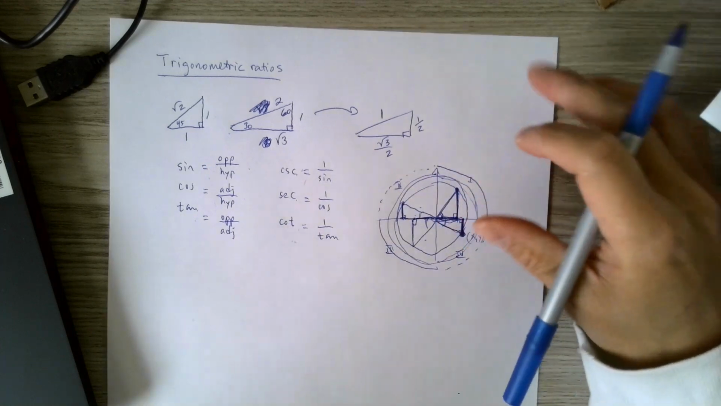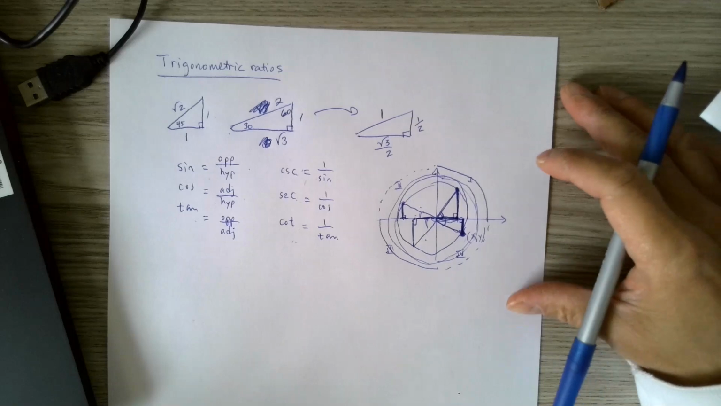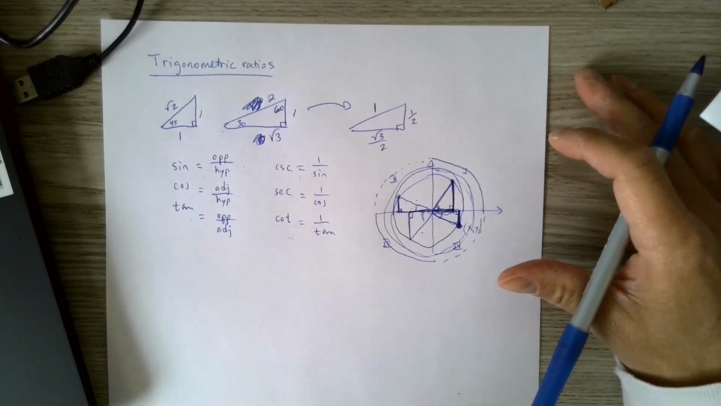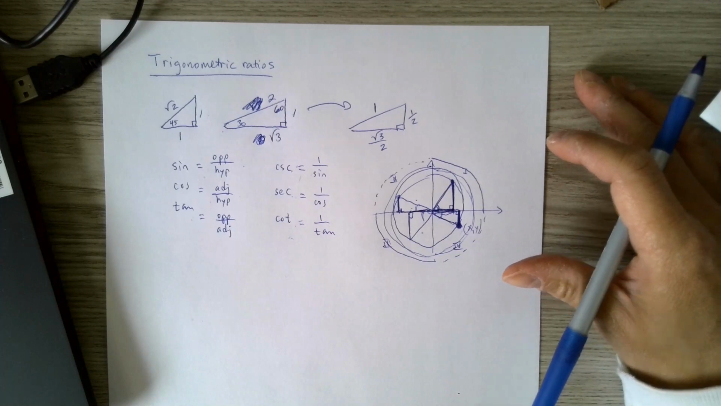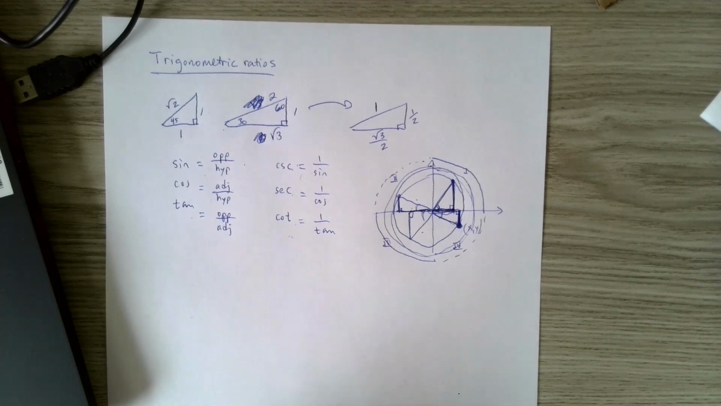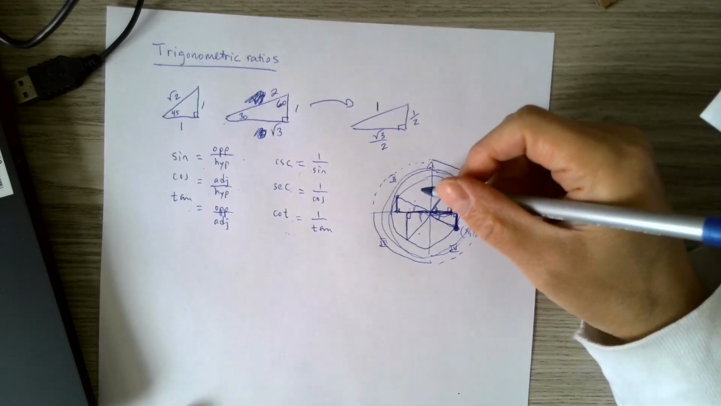Now there are a couple of strange situations that give you neither positive nor negative values. So that means it'll give you a value of 0, or it could give you a value of undefined. So let's go back to the unit circle.